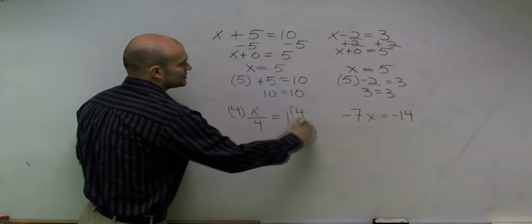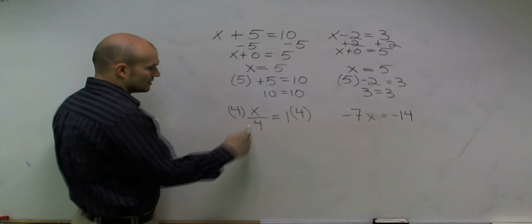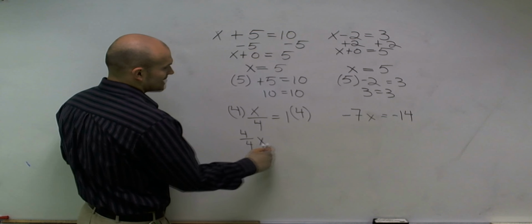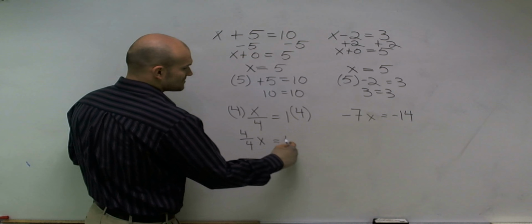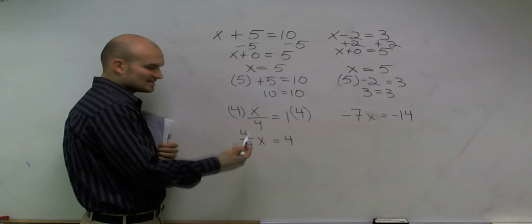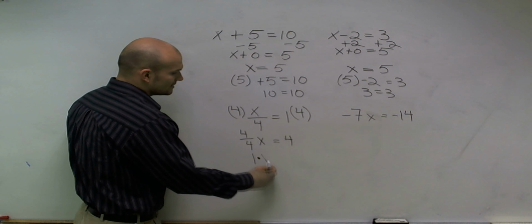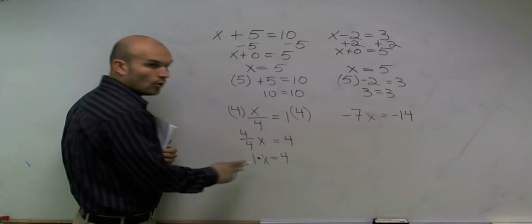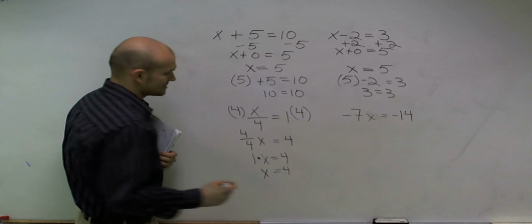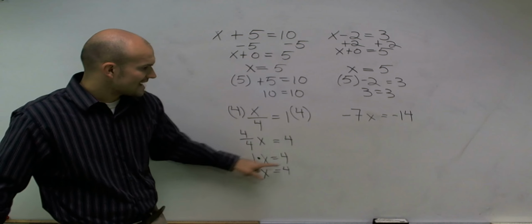And remember, you want to do your inverse operation to undo it. So therefore, what I have is a 4 divided by 4 times x equals 1 times 4, which is 4. Well, 4 divided by 4 is equal to 1. 1 times x equals 4. 1 times x is obviously going to equal x. Therefore, my final answer is x equals 4.